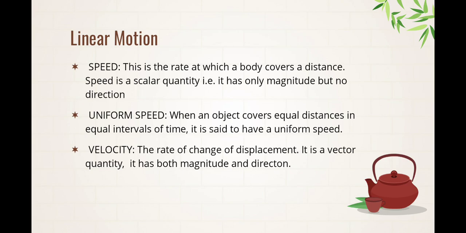Uniform speed is when an object covers equal distances in equal intervals of time. Then we also have velocity. Velocity is the rate of change of displacement, and velocity is a vector quantity, which means it has both magnitude and direction. The basic difference between speed and velocity is that speed is a scalar quantity, while velocity is a vector quantity.